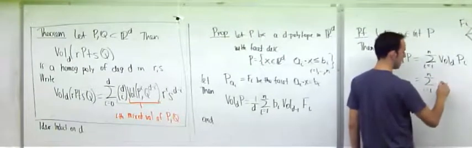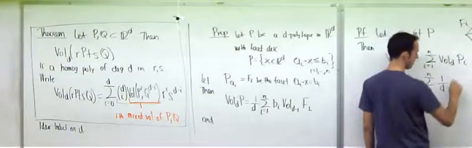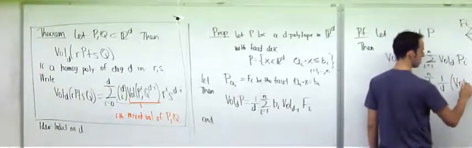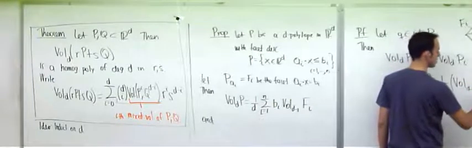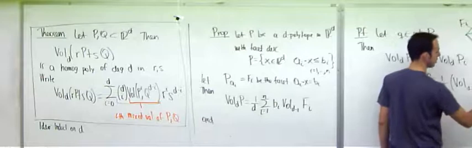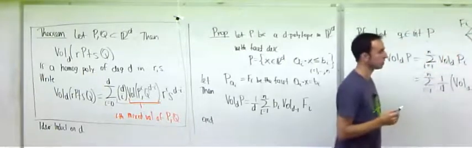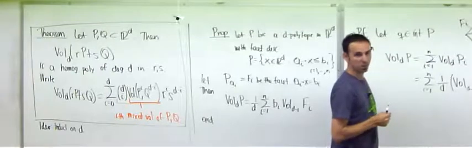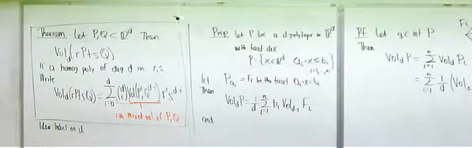Because what I get is 1 over d times the base, right? But the base is just the facet times the height. We're going to have to do a bit of work to figure out what that height is, but whatever this height is. Okay.